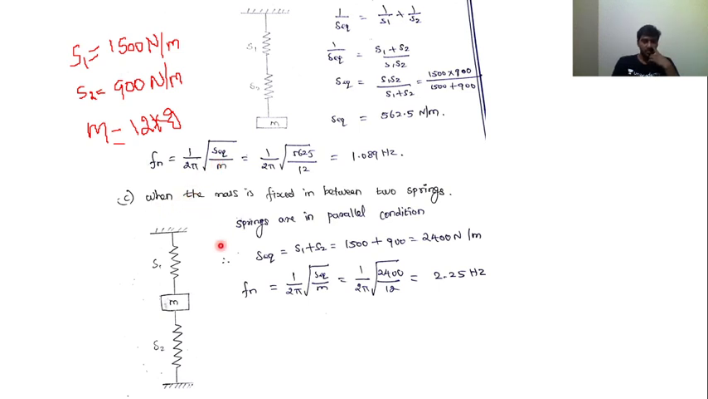When the mass is fixed in between the two springs, we have already discussed the same kind of question in the previous slide. So again, it's a parallel connection. For the parallel connection, we have to add both spring stiffness values, S1 plus S2. Again substitute S equivalent into the frequency equation. Fn is given as 1 divided by 2 pi into root of S equivalent divided by M. That is equal to 1 divided by 2 pi into root of 2400 divided by 12, which is equal to 2.25 Hz.